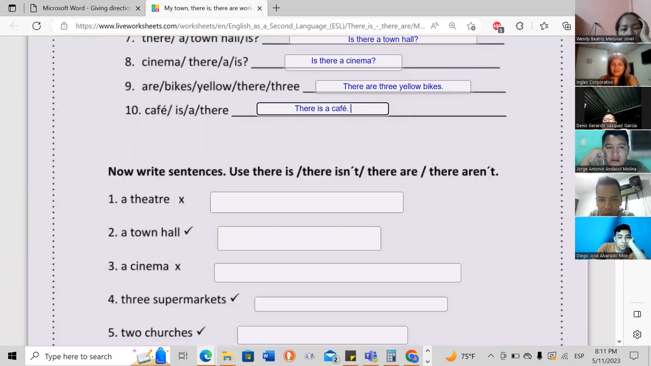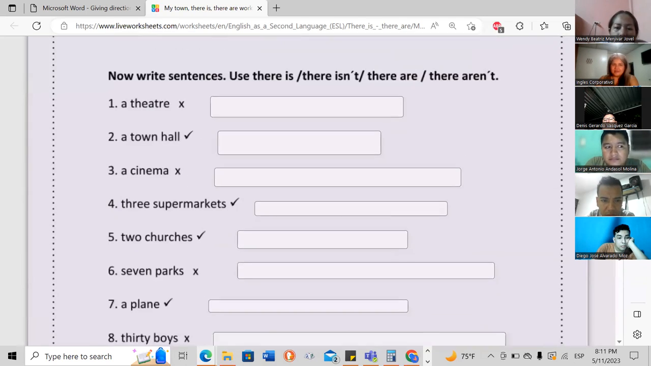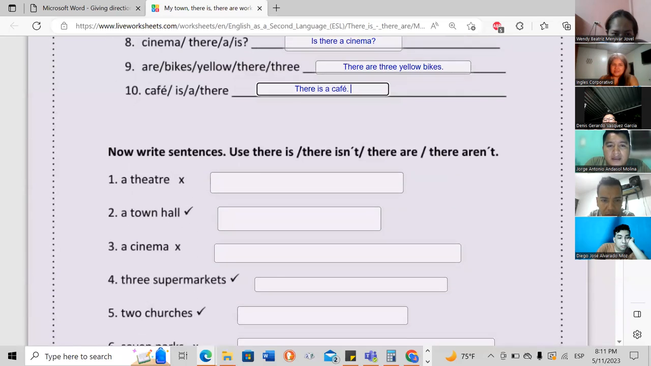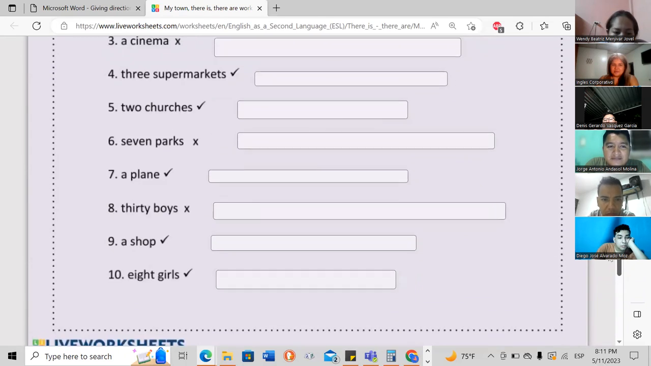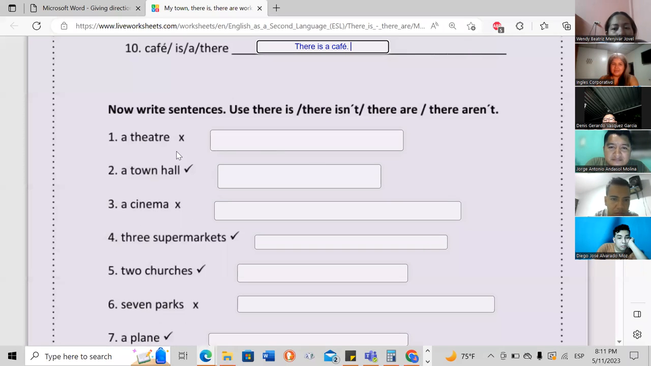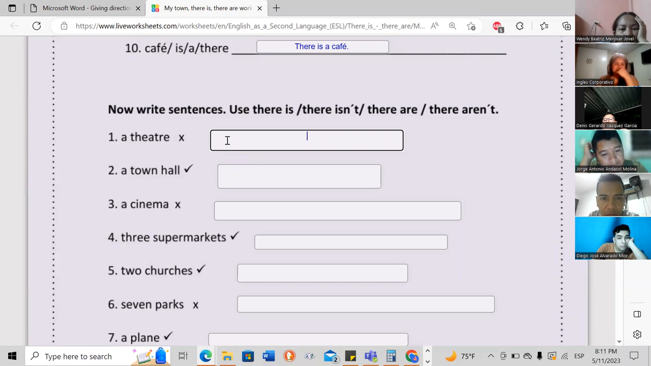Okay. Now, write sentences. Use there is, there isn't, there are, and there aren't. So using this, we're going to make the sentences. Si tiene la X es negativa y si tiene el chequecito es positiva. There is a theater. Ah, negativo. Porque tiene la X.